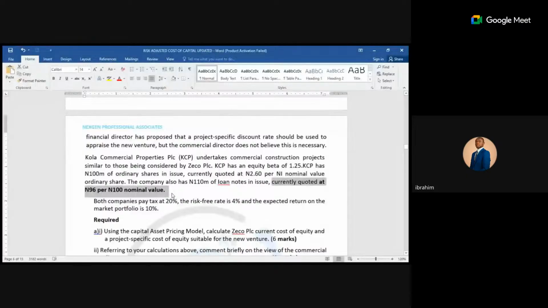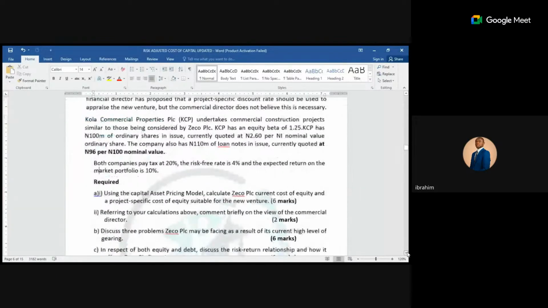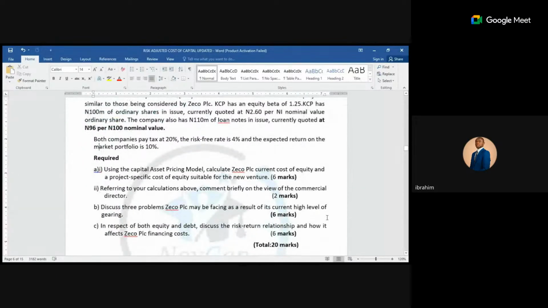100 naira. Now, both companies pay tax at 20%. The risk-free rate is 4%, and the expected return on the market portfolio is 10%. Required: using the capital asset pricing model, calculate Zeco PLC's current cost of equity.